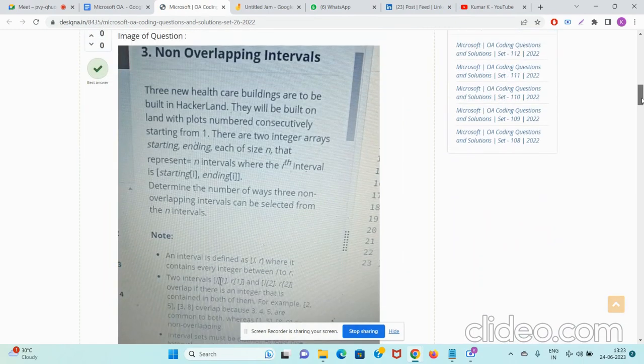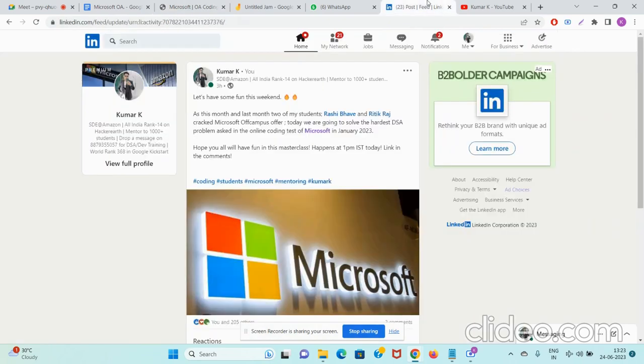Question is about non-overlapping intervals. And why are we solving this problem? Because in May, two of my students cracked the full-time offers at Microsoft, Rashi Bhave and Ritik Raj. So for the celebration purpose, we are solving the hard problem which came in the Microsoft OA.